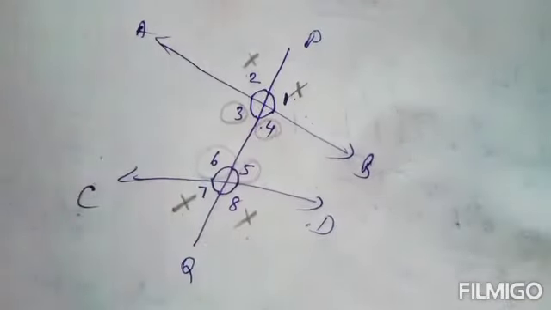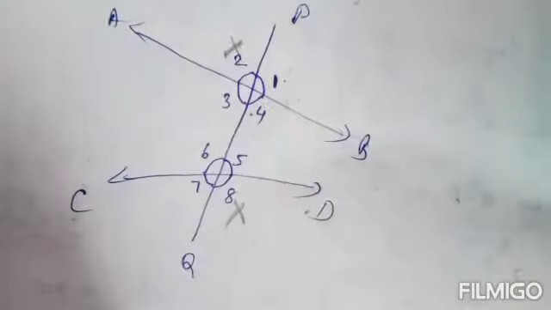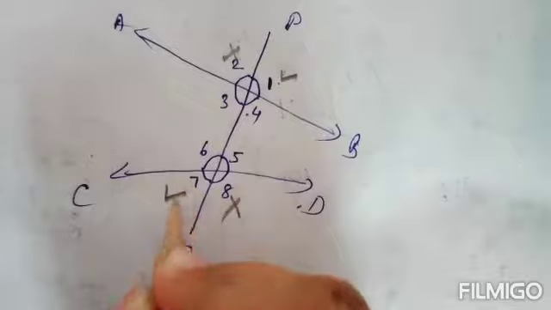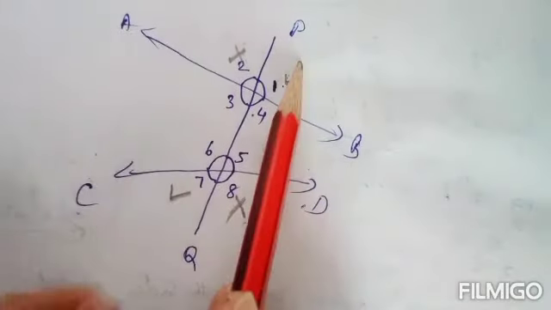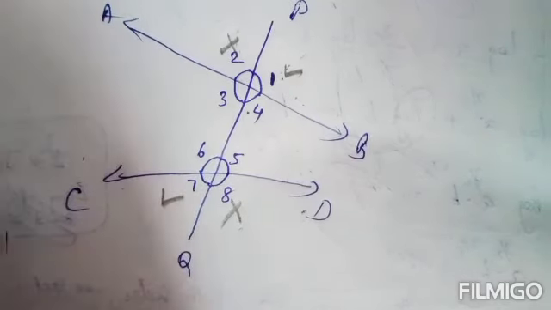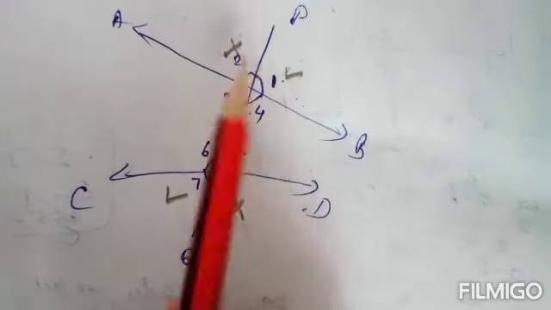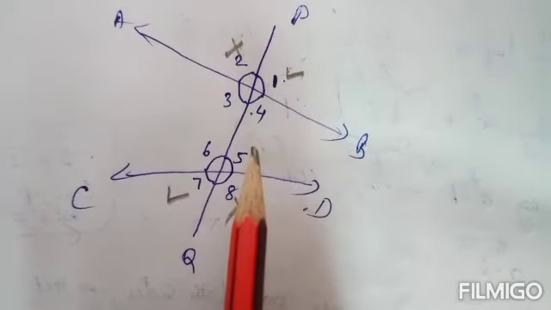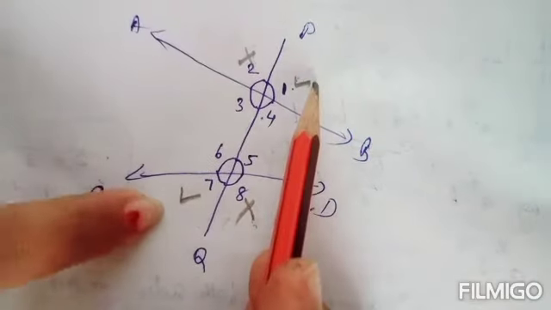Now angle 2 and 8, and angle 1 and 7, these are two pairs of exterior alternate angles. Okay, 2 and 8, then 1 and 7, these are exterior alternate angles. From the word exterior itself, you can find that they will be on the exterior part. So these 4 angles. Exterior alternate angles means 2 and 8, on the opposite side, 1 and 7.